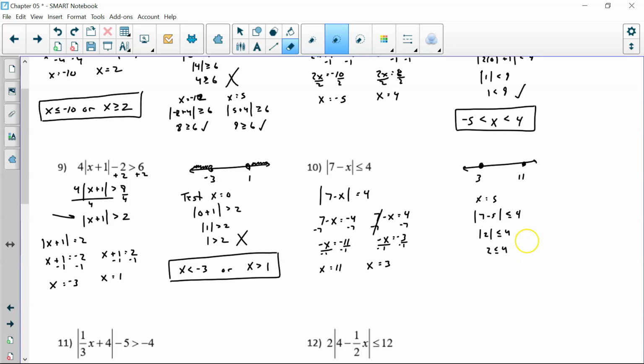Now 2 is less than or equal to 4. That is a true statement. So we shade in between, where the 5 was. So now it's an AND inequality. X is between 3 on the left, 11 on the right, and we use our less than or equal to's to complete that statement.